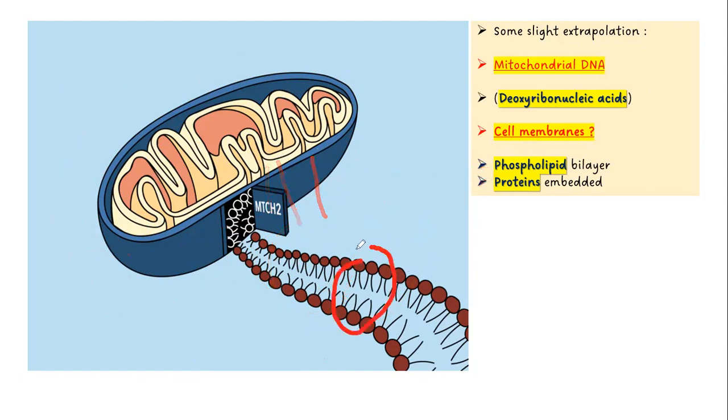In its cell surface membrane, there are proteins that are embedded, so those proteins are digested to get amino acids. And concerning its mitochondrial DNA, it contains deoxyribonucleic acid, and our hydrolytic enzyme contains nucleases, so this is also digested.